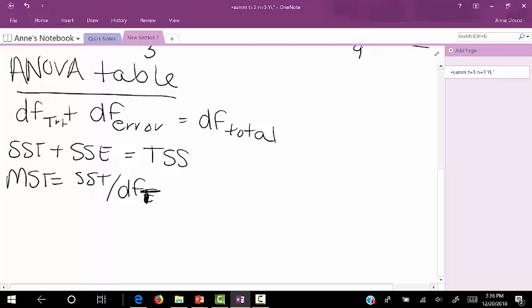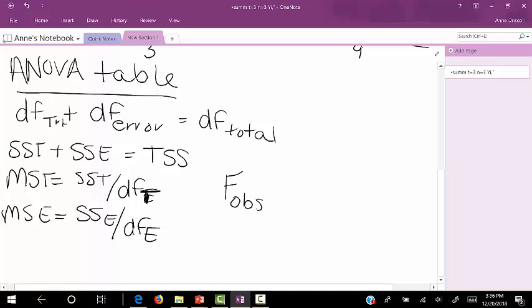All right. And then your mean square for the error is the sums of squares for the error divided by the degrees of freedom for the error. Okay, so the last part is your F statistic. I usually call it F obs, for the F observed from the data, and it's your mean square for the treatment divided by the mean square for the error.